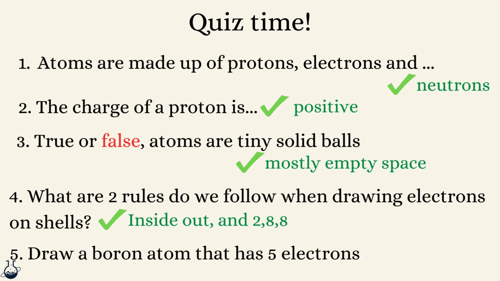Last but not least, draw a boron atom that has 5 electrons. You may need to take an extra minute for this question. Your atom should have 2 shells around a nucleus. The inner shell should have 2 electrons and the outer shell should have 3.